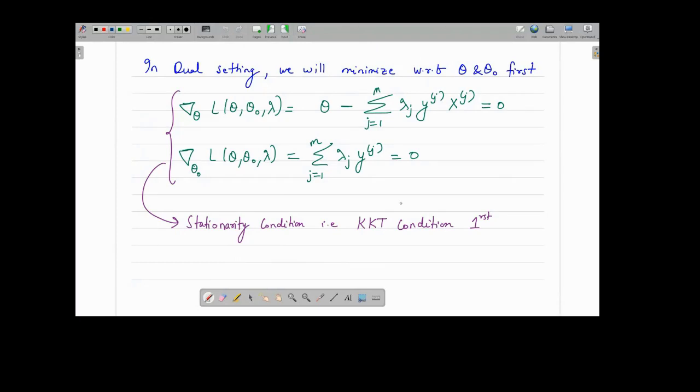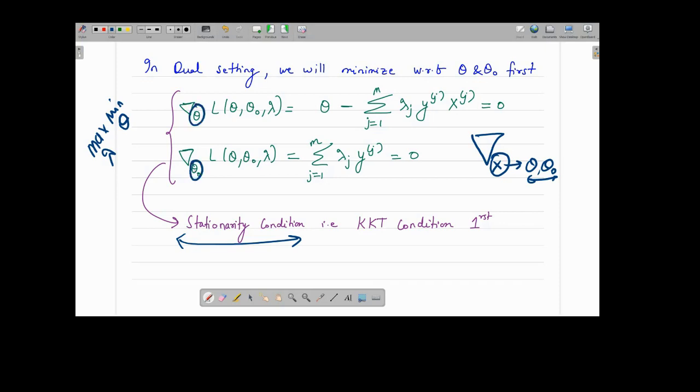So in the dual setting, you are doing max over lambda followed by minimization over theta. The first stationarity condition of the KKT, which we started out with earlier, is the derivative with respect to x, and I told you that this is nothing but theta and theta 0. So we are taking the derivative of the Lagrangian with respect to theta and theta 0. You will get this expression, and you will get this expression if you take it with respect to theta 0. This you have to derive. I will not do it. It's your call. You have to do it yourself. So this is basically the derivative with respect to theta and theta 0.